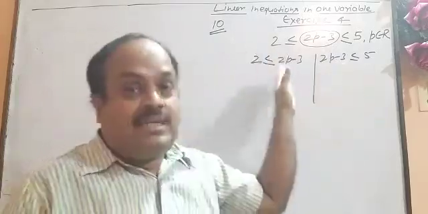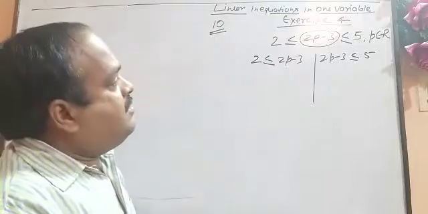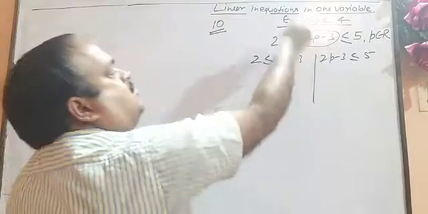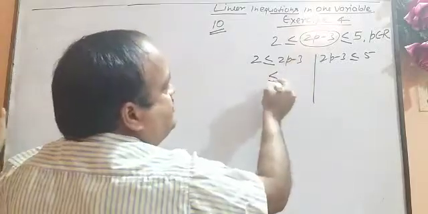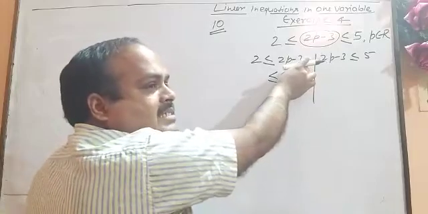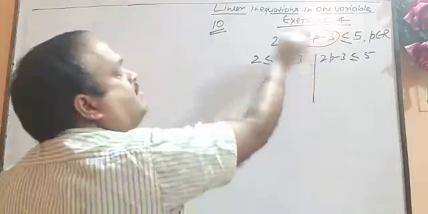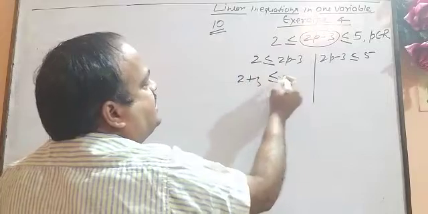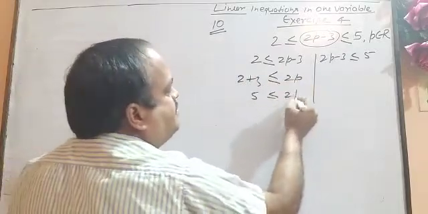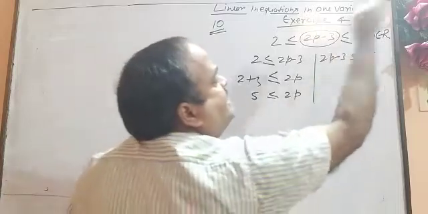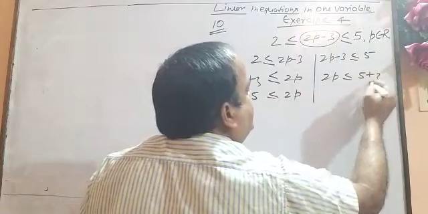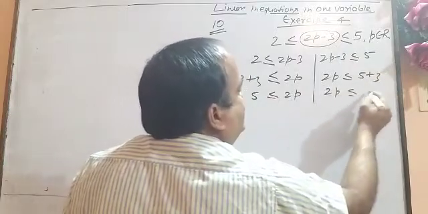Same thing here. Let us simplify. As I said, we are going to get the range for p here. So minus 3, you shift this side. As I said, subtraction and addition, you can simplify, bring it that side. So 2 plus 3, 5. Now shift this that side. 2p is less than or equal to 5 plus 3. 2p is less than or equal to 8.